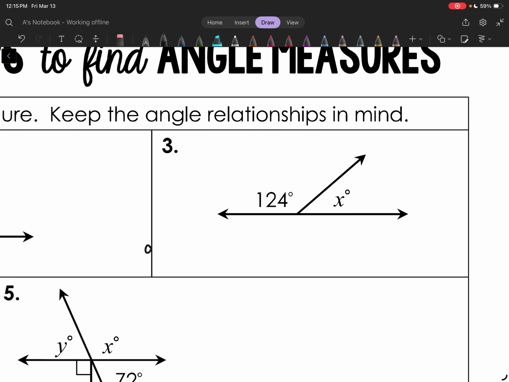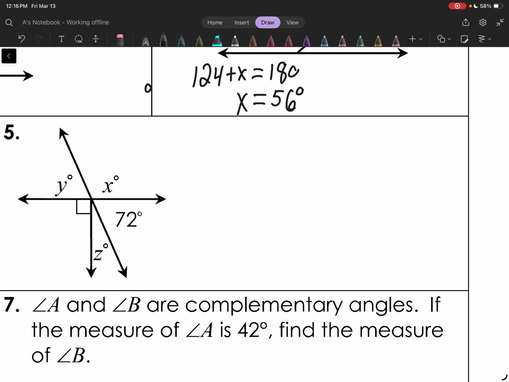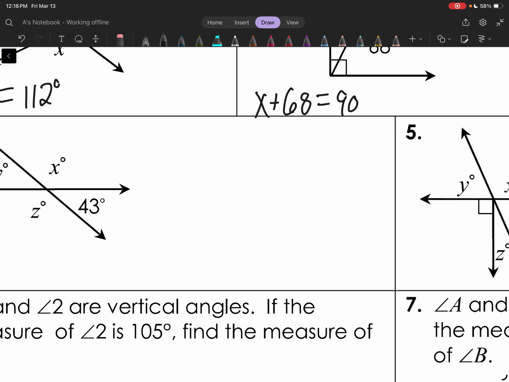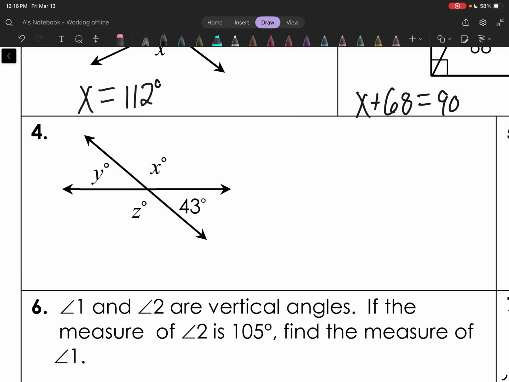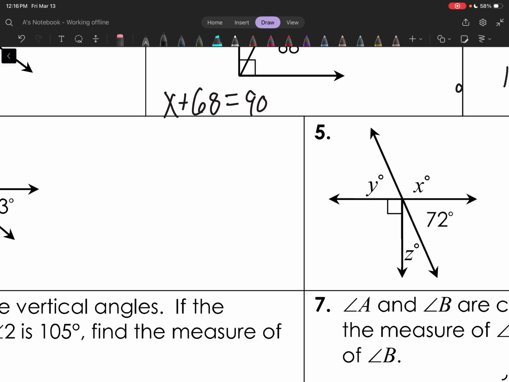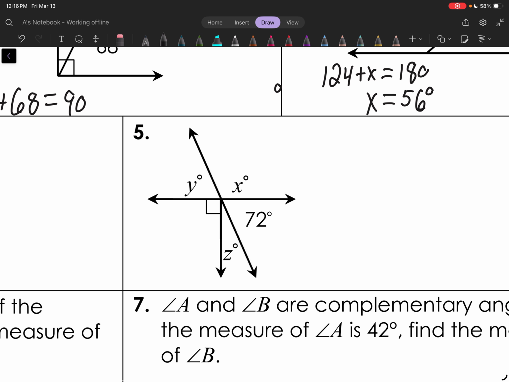Number 3 is a linear pair. 124 plus x equals 180. X is going to be equal to 56 degrees. Or technically, I guess you could just say 56, but whatever. I'm going to skip number 4. I'll let you try that one. I'm going to do number 5.